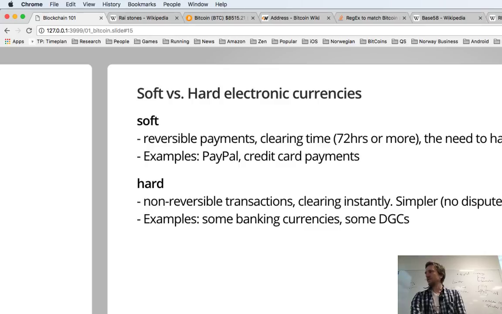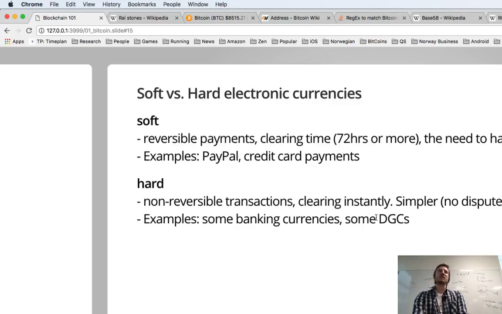They need to handle disputes. Right? So I say, no, I didn't send it. Yes, you did. Reversibility has its consequences. And credit cards and PayPal are the examples of soft electronic currencies. Hard electronic currencies, you have non-reversible transactions. So once the transaction is signed or initiated, that's it. There is no going back.